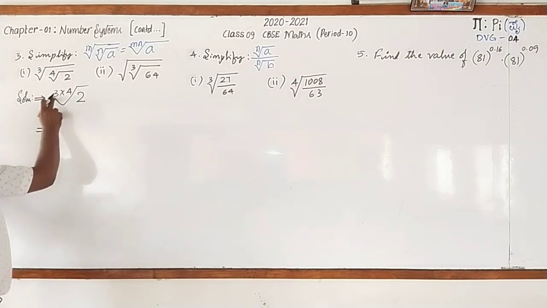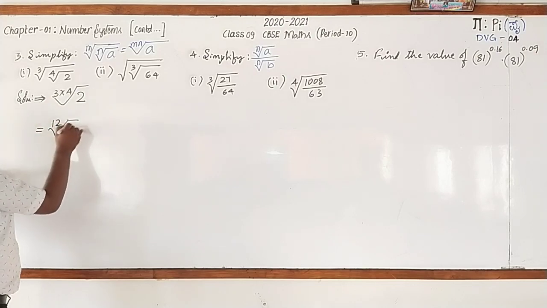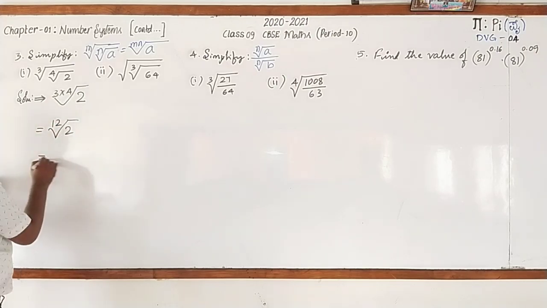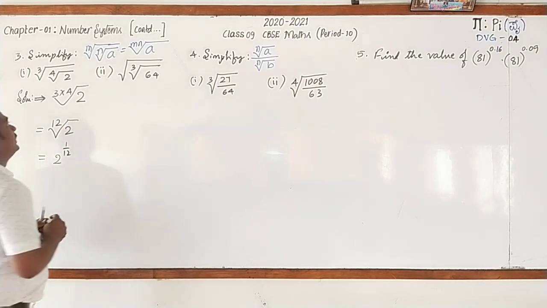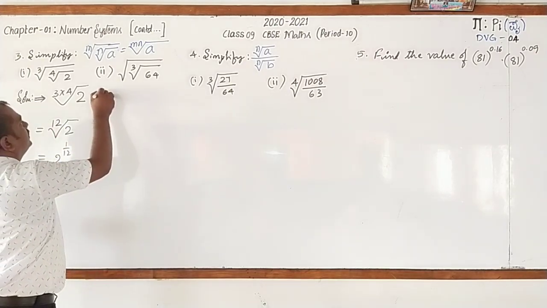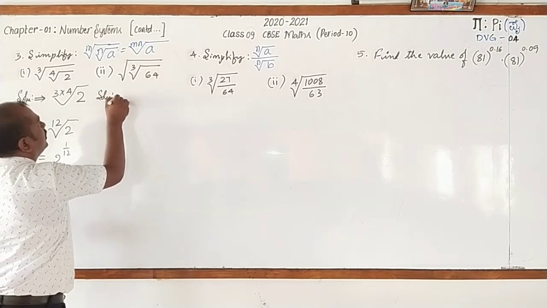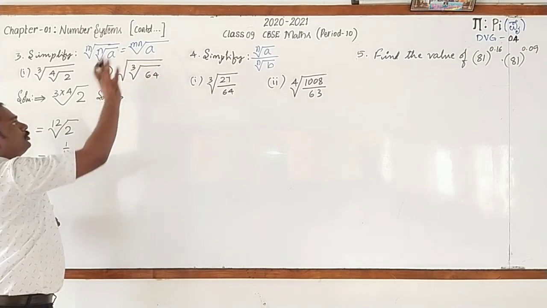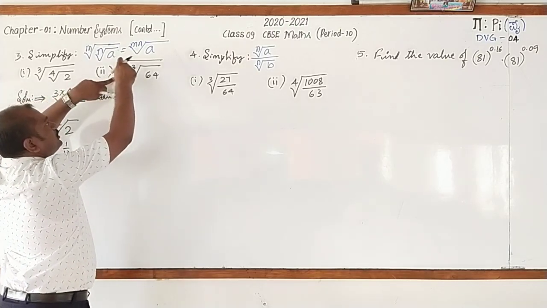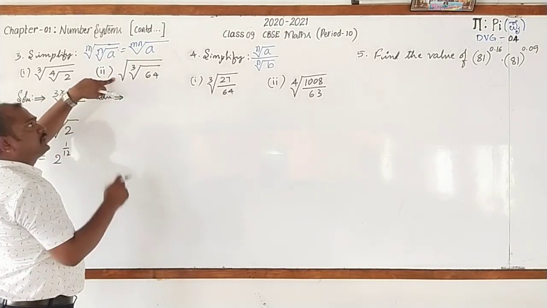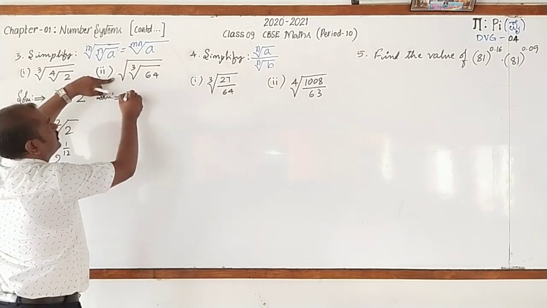It is equal to 3 4s are 12, 12th root of 2. If you want to write that in index form, you can write 2 raised to the power 1 by 12. Like this. Next. Here, square root of cube root of 64. This is very simple. Here 2 will be there, 2 into 3. 2 3s are 6. You can write like this.